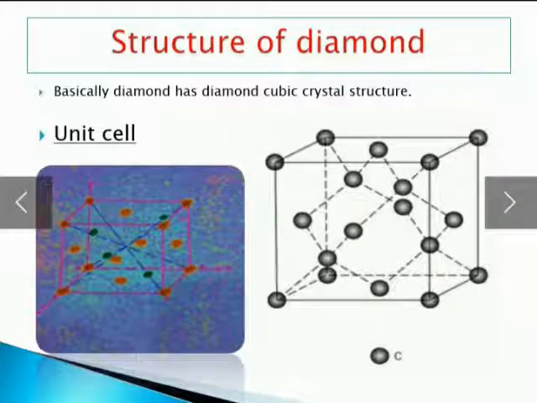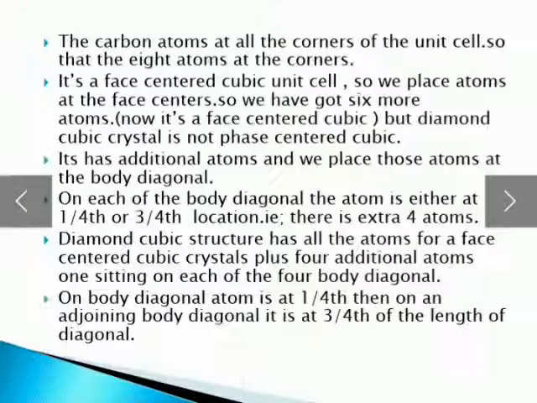Basically, diamond has a diamond cubic crystal structure. The diagram given here represents the unit cell of diamond. So, where are the atoms exactly located? The carbon atoms are at all the corners of the unit cell, so that is 8 atoms at the corners. It is a face-centered cubic unit cell, so we place atoms at the face centers. So we have got 6 more atoms.